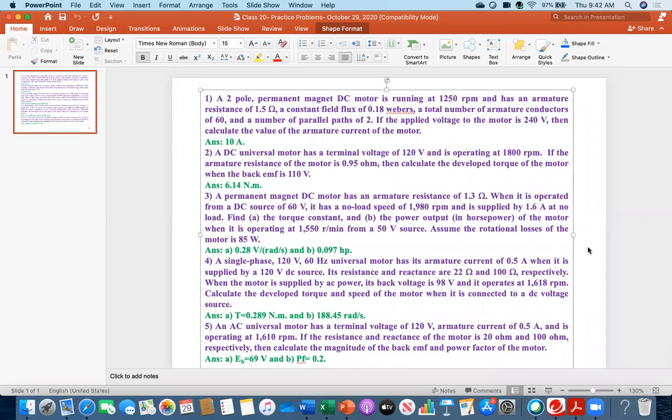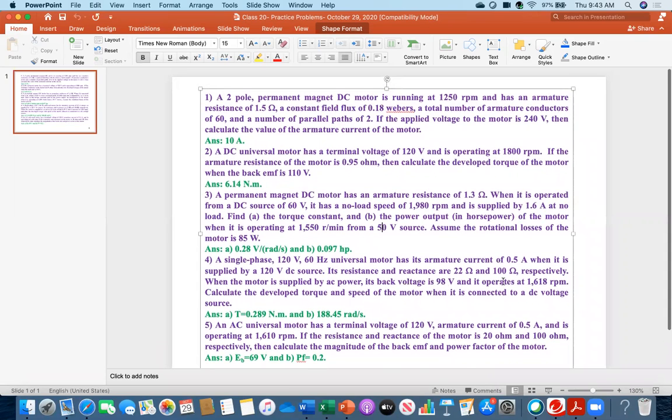Here you see there are a couple of numerical problems. So today, mainly, please make practice. Everybody, please take your pen, paper and calculator and make practice. The problems are mainly about the permanent magnet DC motor and the universal motor.